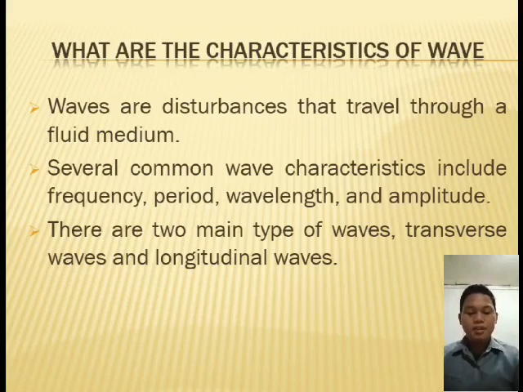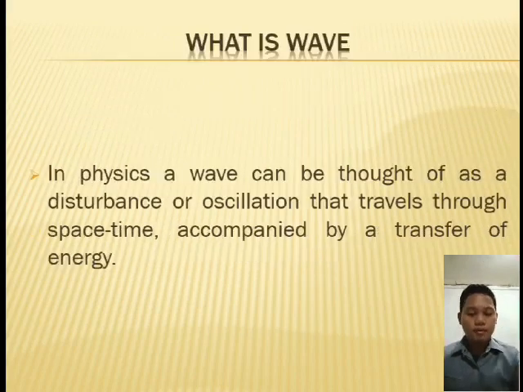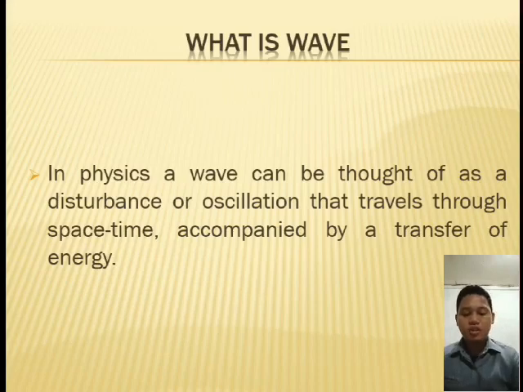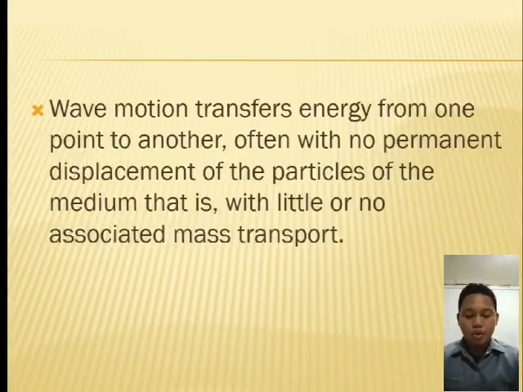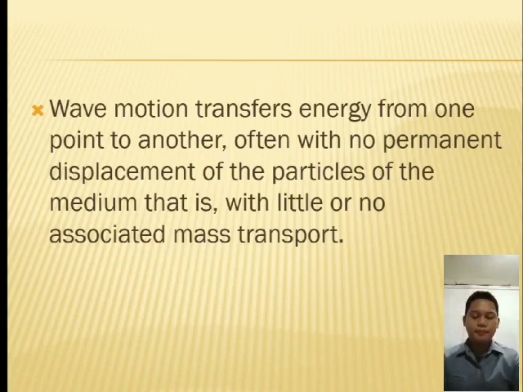There are two main types of waves: the transverse wave and the longitudinal wave. So what is wave? In physics, a wave can be thought of as a disturbance or oscillation that travels through space and time, accompanied by a transfer of energy. Wave motion transfers energy from one point to another, often with no permanent displacement of the particles of the medium, that is, with little or no associated mass transport.